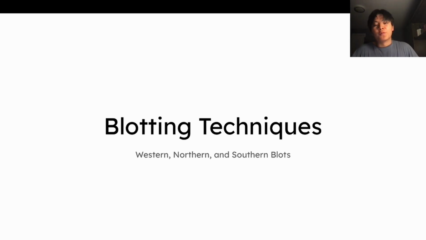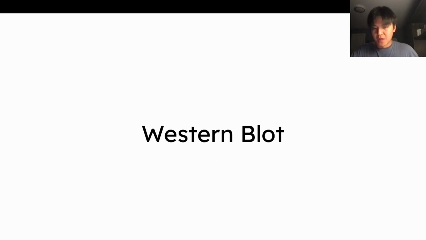So today we're going to go over blotting techniques. I'm going to go over the Western blot, the Northern blot, and the Southern blot. Blotting techniques are basically techniques that allow for detection of specific molecules. Big examples of these molecules could be DNA, proteins, and RNA. These are the three we're going to be studying today, beginning with the Western blot.